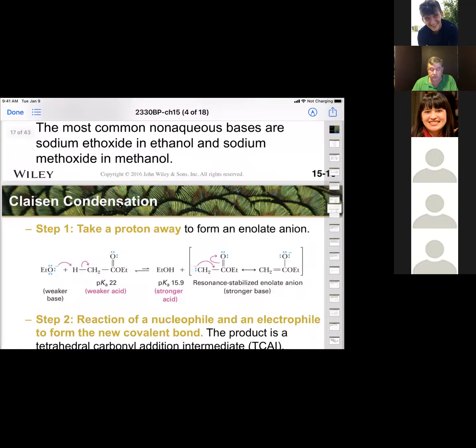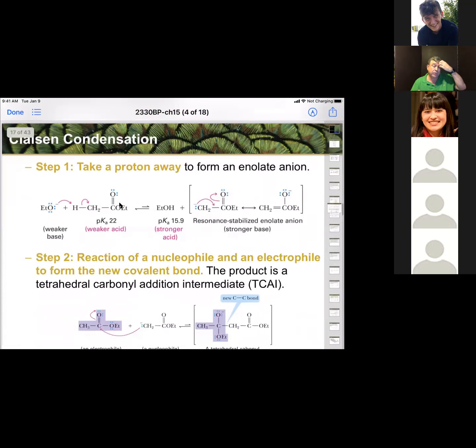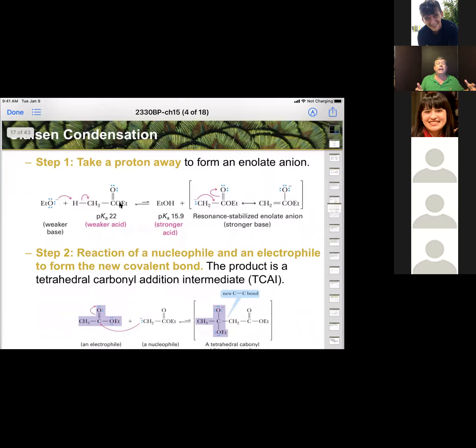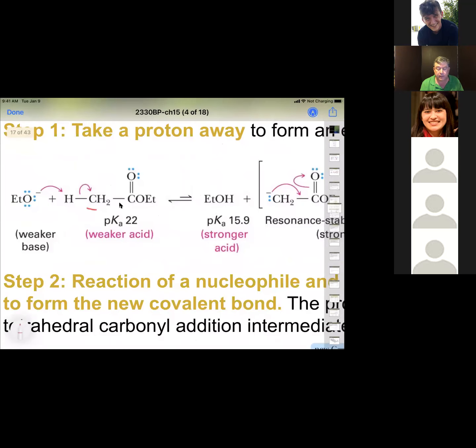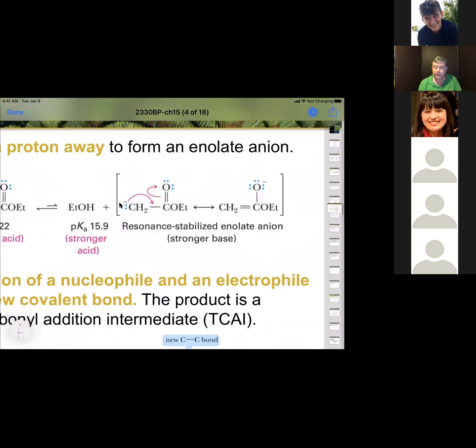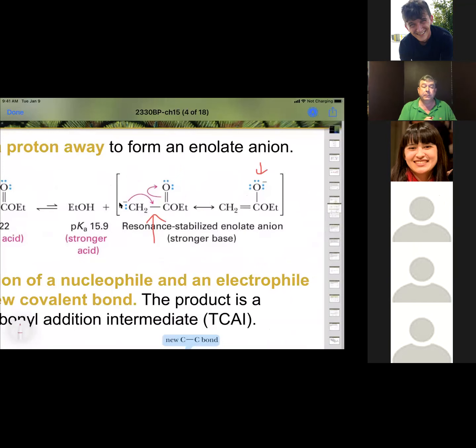Okay, so let's talk about that. The first thing, of course, we have to do is form the enolate. And we only have one choice of alpha hydrogens because the other side's the ester. And so we form the enolate on that alpha carbon, giving us our nice resonance stabilized enolate here. Okay, so now this one can act as a nucleophile, and this one helps stabilize the enolate.